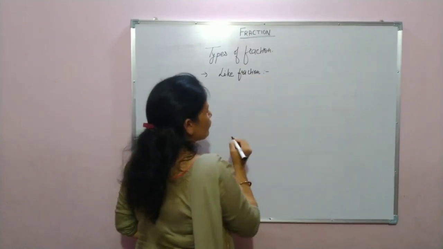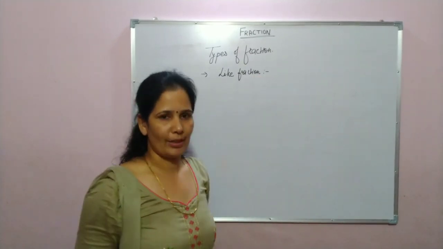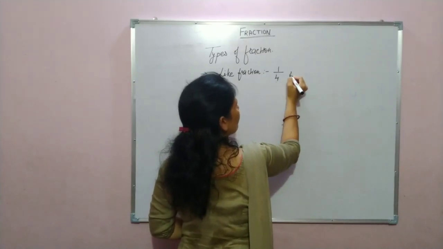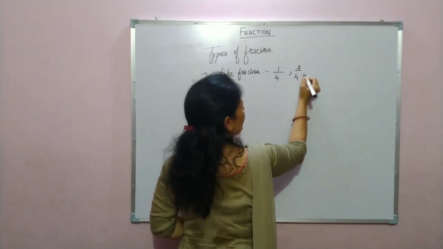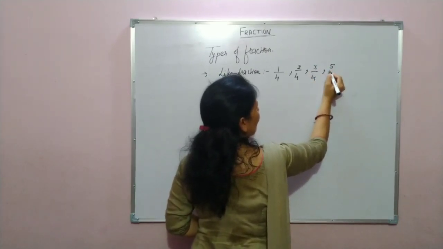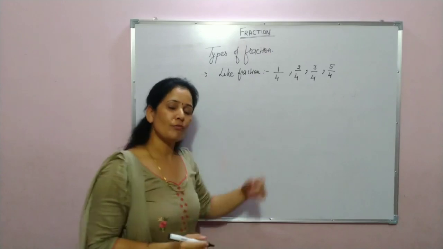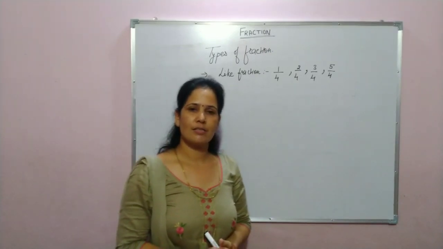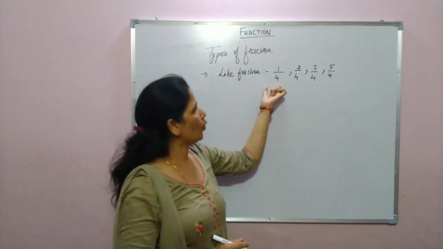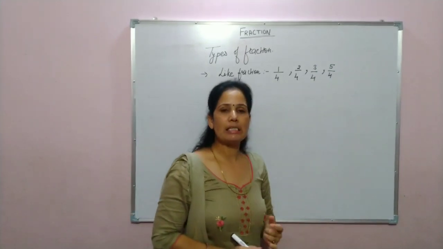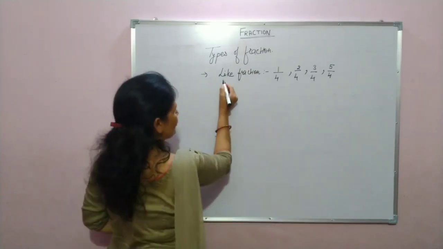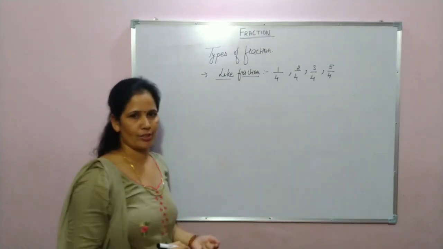Now, students, I am going to write some fractions. For example, 1 by 4, 2 by 4, 3 by 4, 5 by 4. Students, what do you observe in these fractions? What I have written on the board? We observe that in all these fractions the denominator is the same. So whenever the denominator is the same, the fractions are said to be like fractions.